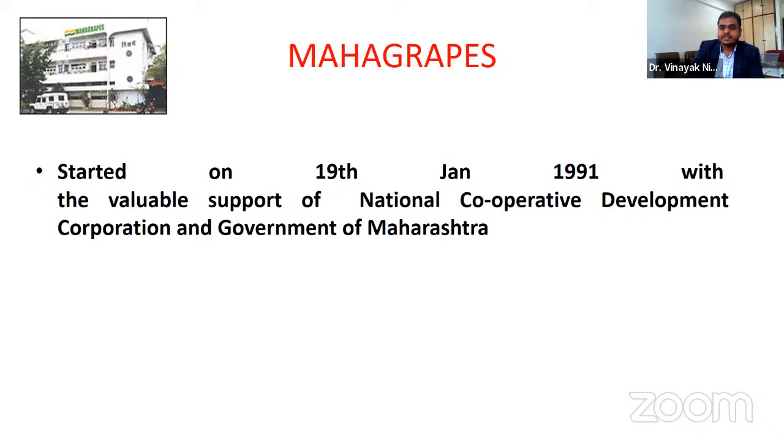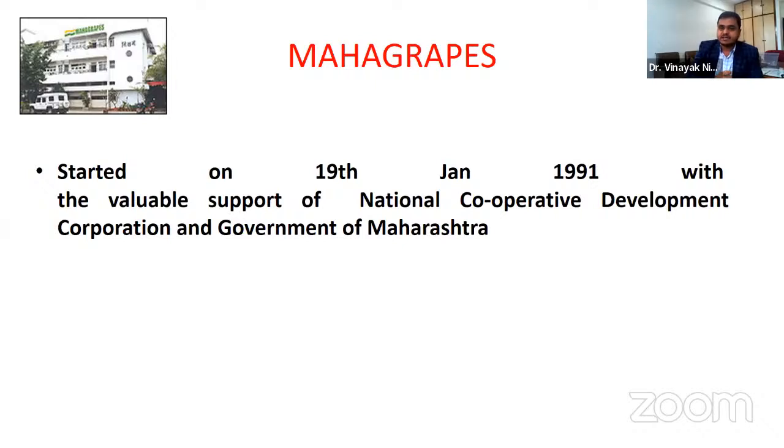Right now I will make it clear that Mahagrapes is not functional, but still I am giving it as a case study because it was started in 1991. That was the era when small and marginal farmers could not even dream of exporting their produce to other countries, particularly European countries. That time this organization started, and Mahagrapes became a partner with farmer cooperatives at block level, even below the block level.